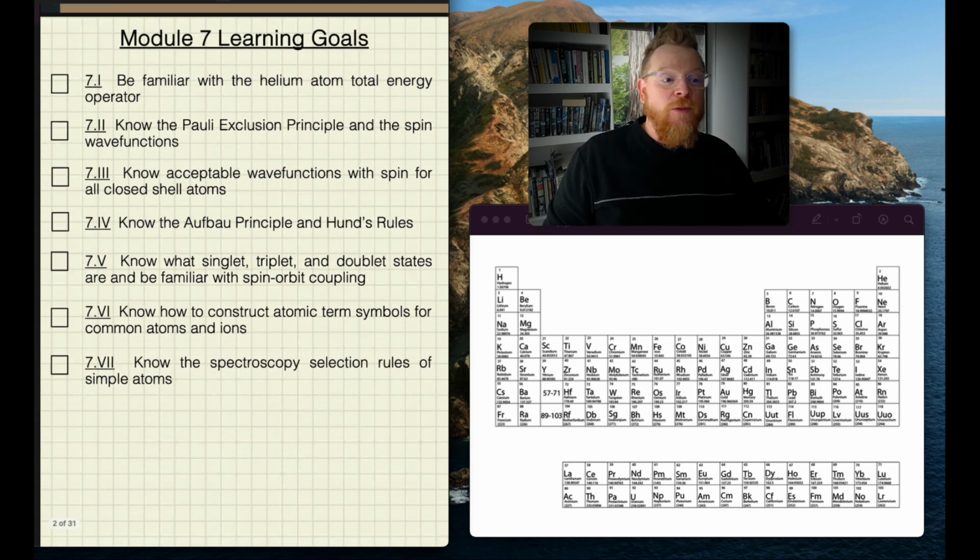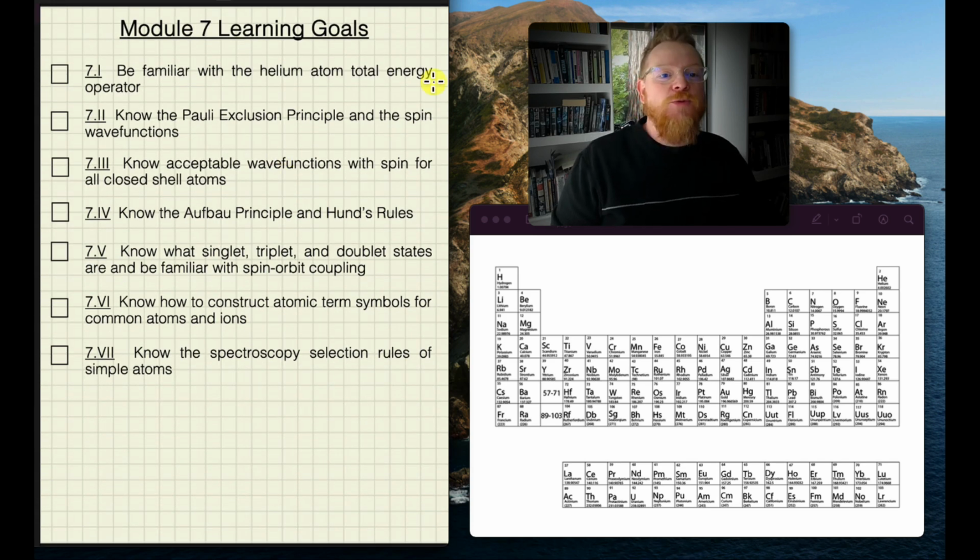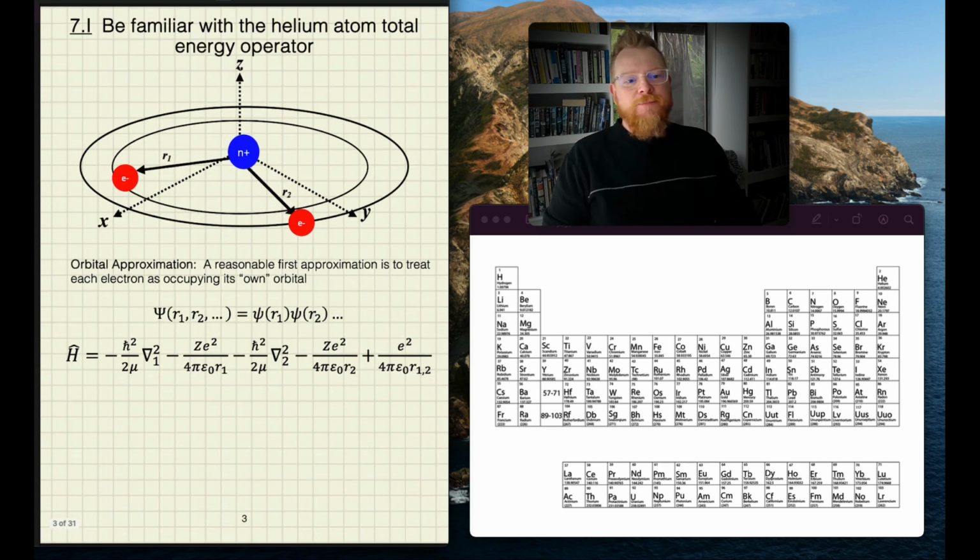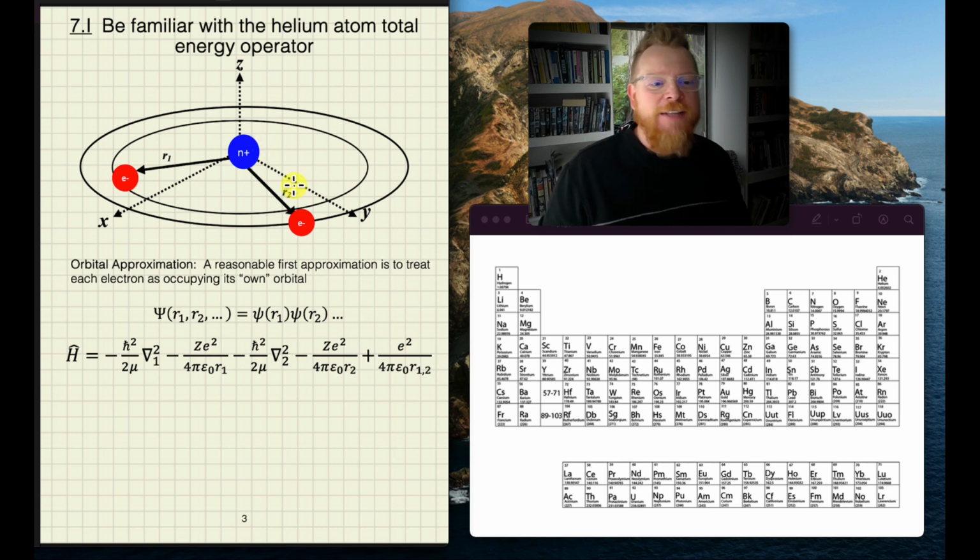So learning goal number 1 of this module: be familiar with the helium atom total energy operator. Let's do it. Here we have modified one of my favorite little cartoons that I generate in this class. We now have helium, and notice our nucleus has been replaced with just N plus to indicate that there are protons and neutrons in this body. And now we have these 2 electrons.